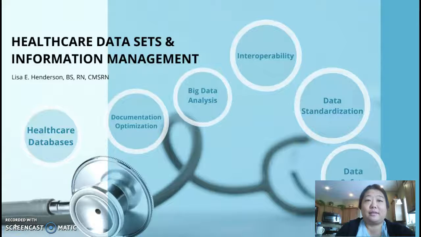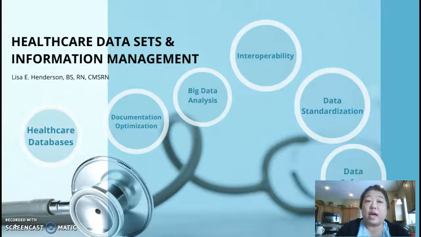Hi everyone, it's Lisa Henderson here to discuss data sets and information management and their use in nursing practice to enhance patient care. Healthcare databases are systems into which our healthcare providers routinely enter clinical and laboratory data.